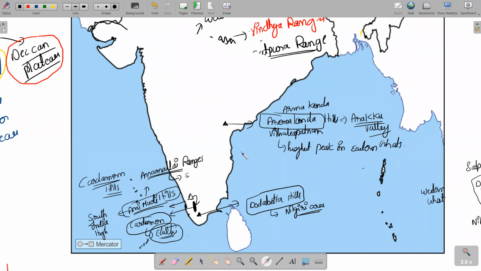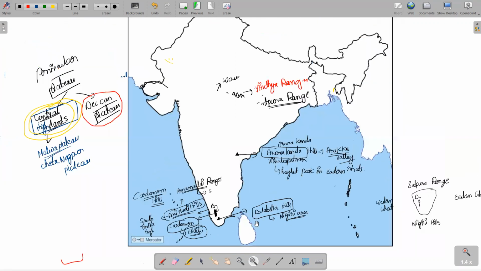And when it comes to the Western Ghats, the highest peak is the Anaimudi hills, which is present in the Annamalai ranges, and in the Nilgiri area, Doddabetta. Between these two hills you will be finding the Cardamom Hills. So this is with respect to the Peninsular Plateau topic. I hope it is clear.